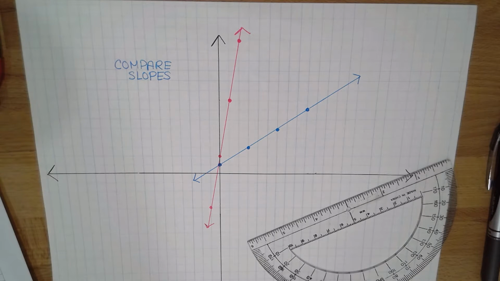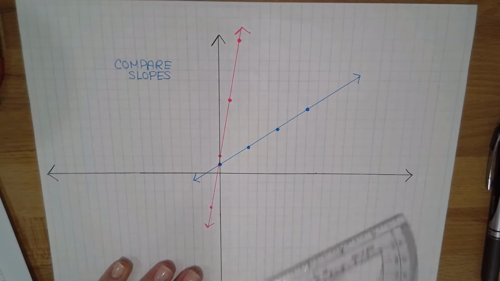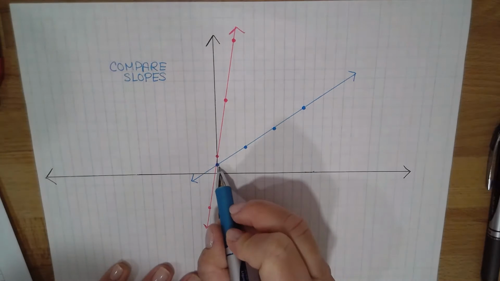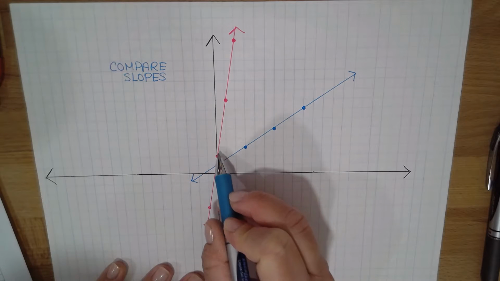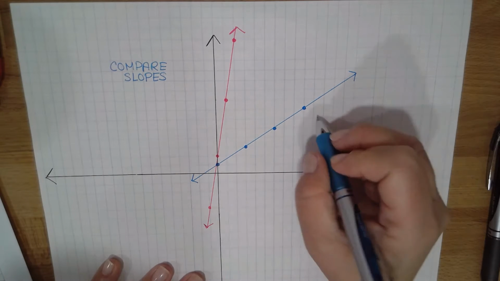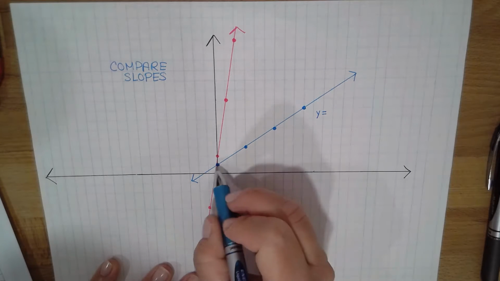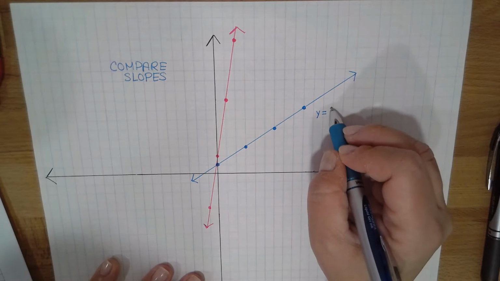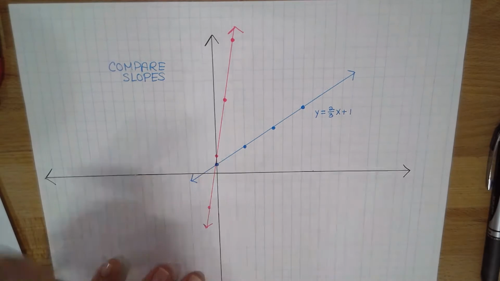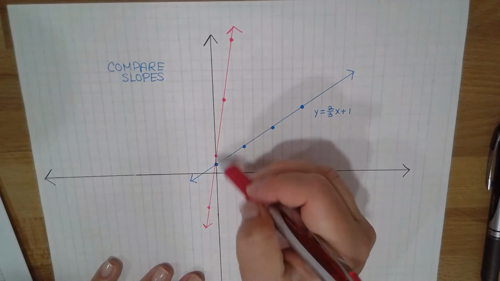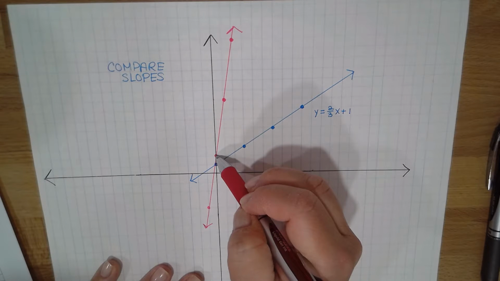Okay, hi everybody. So today we're going to compare slopes. So what I have here, I have two lines. So if we look at the blue line, my y-intercept would be at 1 and my slope would be up to the right 3. So if I asked you to write the equation of this line, it should look like that, right? Okay.